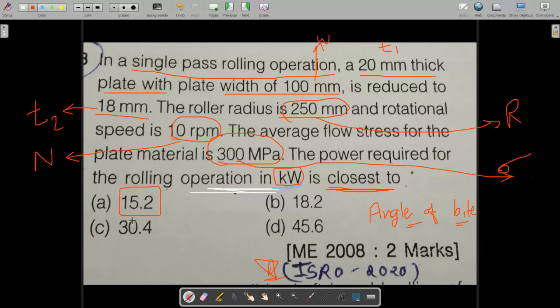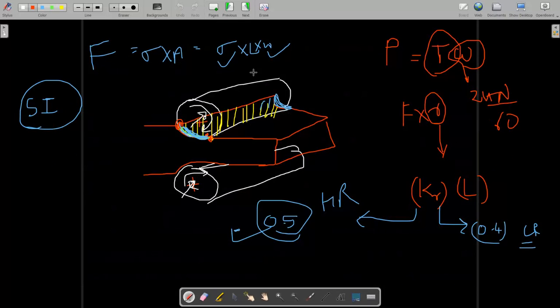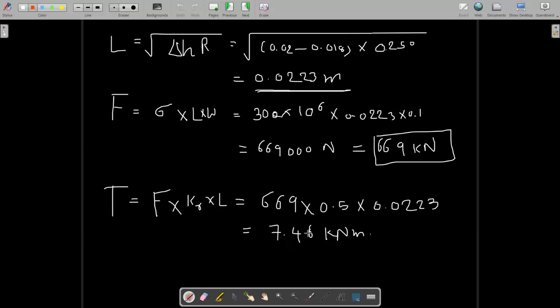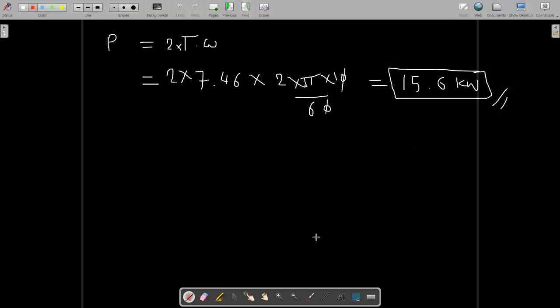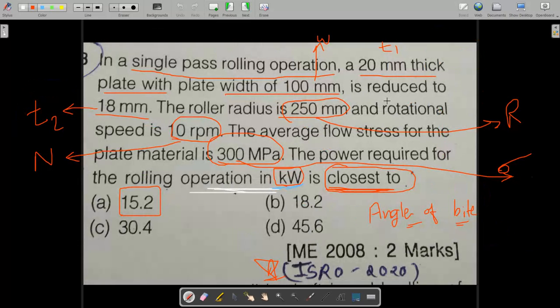So why is there a difference between our answer and the given option? It is written closest to, that means it is not given whether width is changing or not, and it is not given whether this rolling is hot or cold. So we have taken 0.5. If you take 0.4 kr, your torque will be somewhat less, 7.45 or 7.43, and ultimately you will get 15.3. So this is the reason for the difference of 0.4 kilowatt. So our answer is A, 15.2.